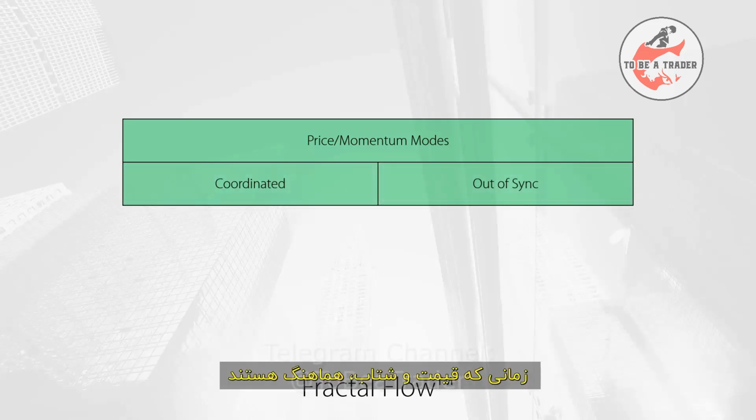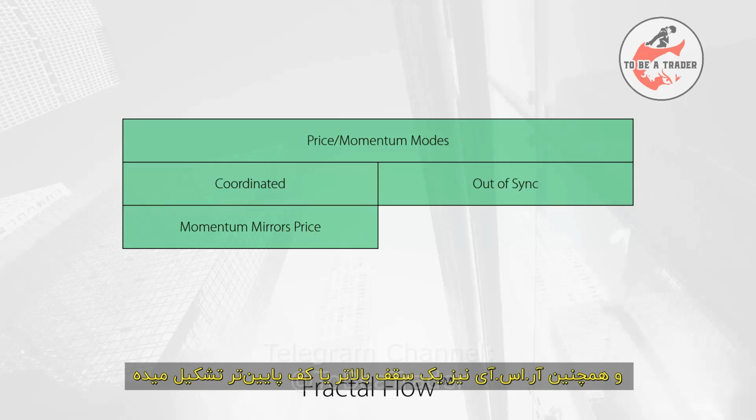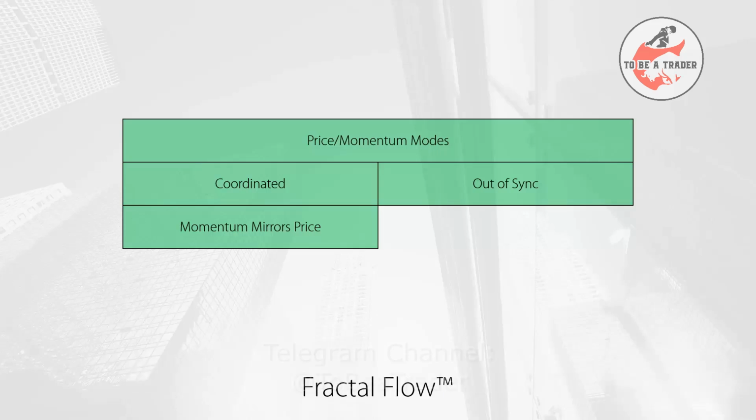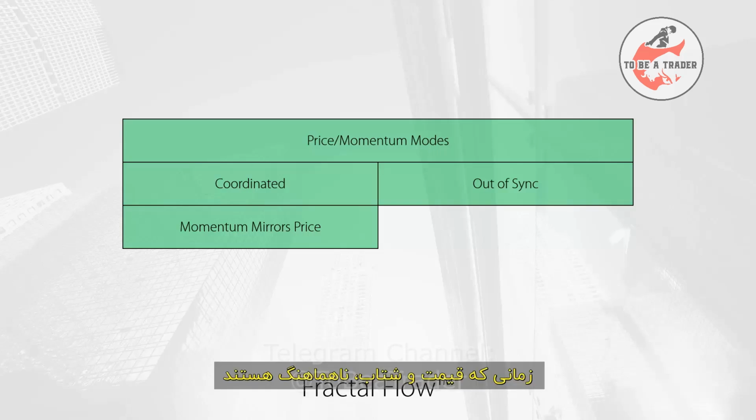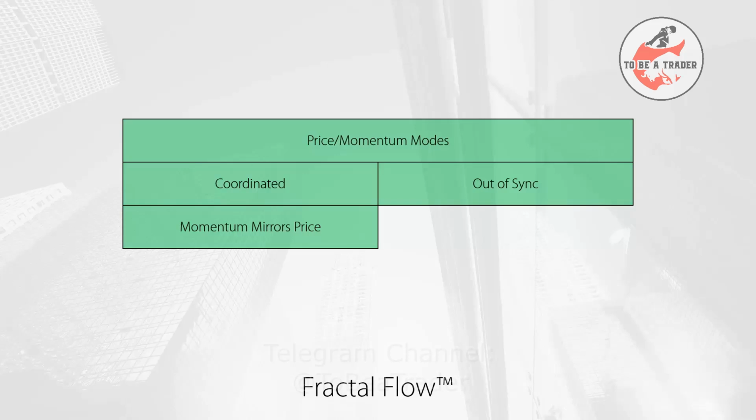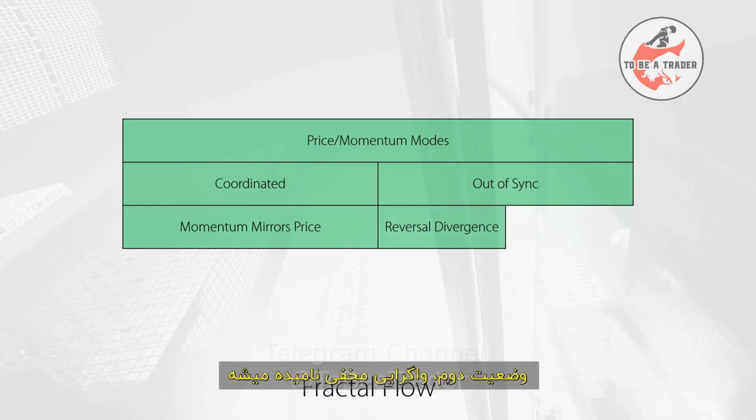When price and momentum are coordinated, price action creates a higher high or a lower low, and the relative strength index also produces a higher high or a lower low. That basically means that price is displaying the same amount of momentum that is being measured by the relative strength index. When price and momentum are out of sync, there are two distinct situations that can happen. The first and most common of them is called a reversal divergence. The second situation is called a hidden divergence.